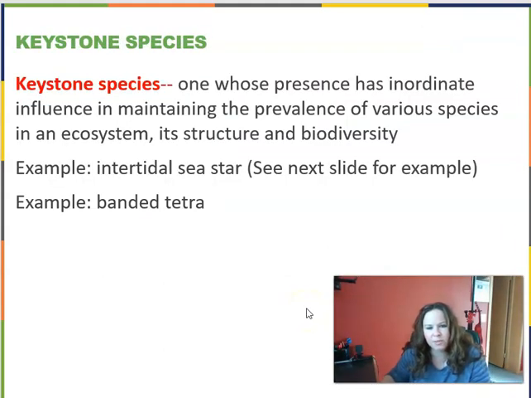The keystone species, that's the one whose presence has inordinate influence in maintaining the prevalence of various species in an ecosystem, its structure and biodiversity. Like the intertidal sea star. Next slide will show that example, or the banded tetra.